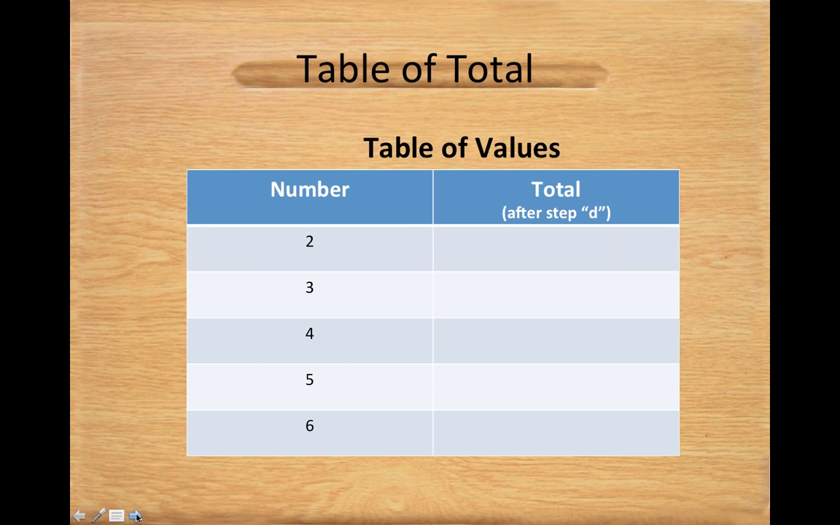So basically, this is what you are creating, a table of values. The numbers 2, 3, 4, 5, 6, and the total after step D. So you're creating a numerical table.